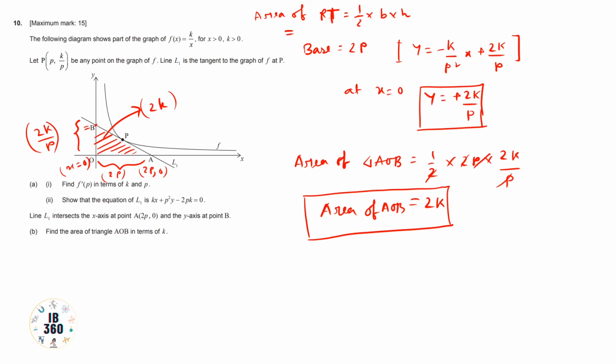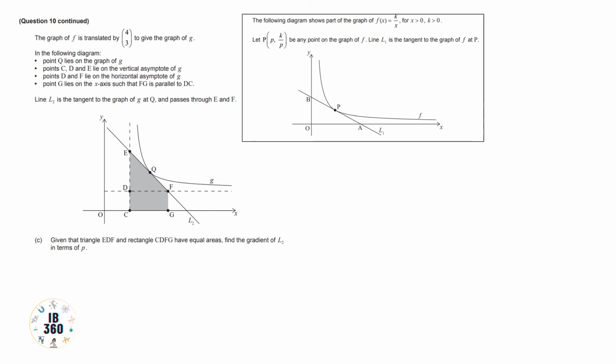Now till this it was simple, but the next portion will be somewhat difficult, but we will discuss this also. So this is the continuation question. You can see here the graph of f is translated by 4 3 to give the graph of g. This was our previous graph, and the same graph is shifted over 4 3. So this is 3 and this is 4.